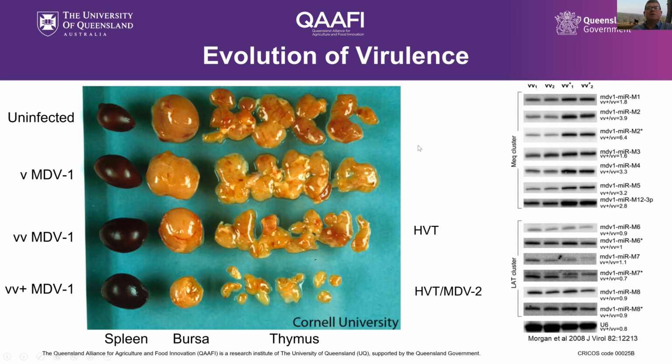However, some groups have associated that the expression of some microRNAs in these viruses actually does help explain some of this variability between virulence and the visceral group 1 virus. And you can see here we have these examples of very virulent viruses and very virulent plus viruses, and we can see differential expression of some of these microRNAs. And in particular, we'll explore microRNA 4 in detail.